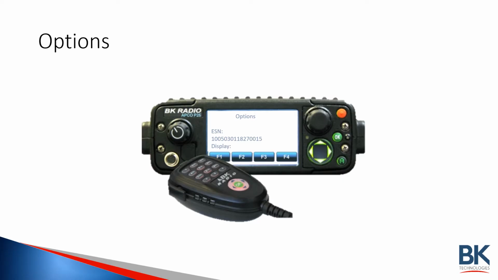From this menu, you can view the following information: ESN, display, tier, logic board version, RF board version, PCB version, date of manufacture, P25 trunking, vote scan, phase 2, authentication, GPS, OTAR, OTAP, Bluetooth, and encryption.